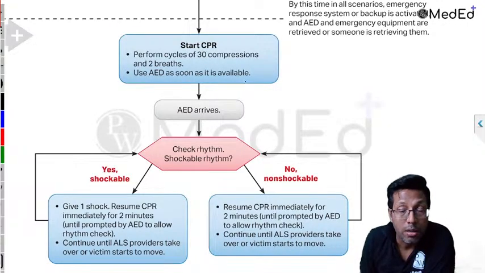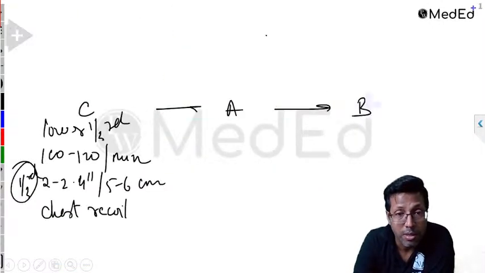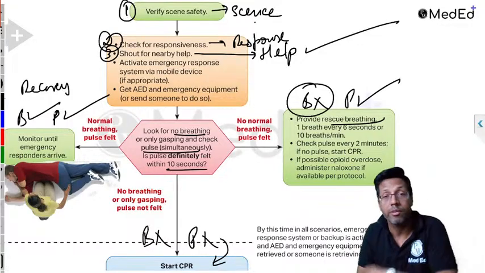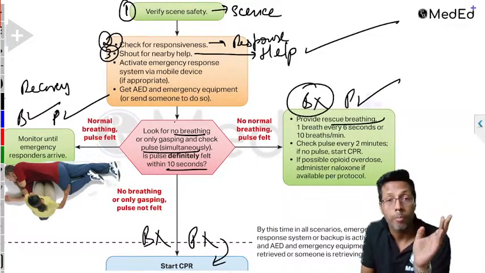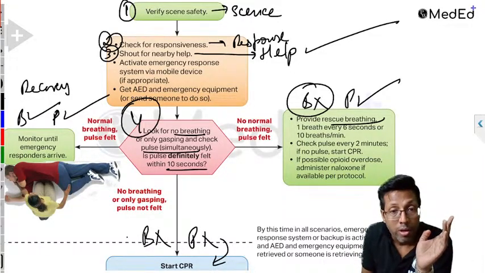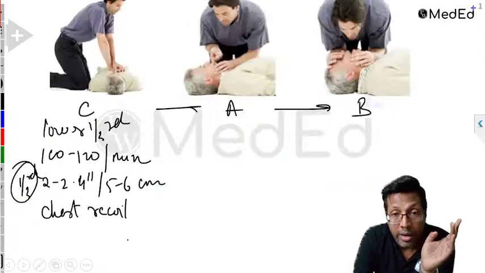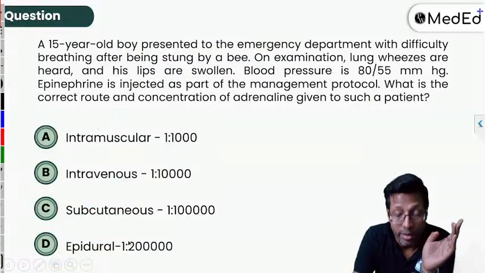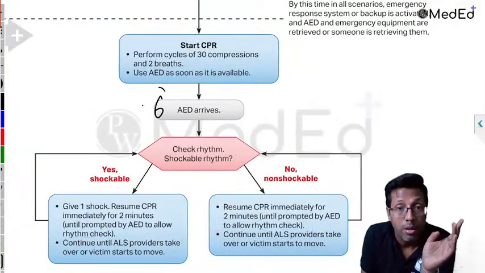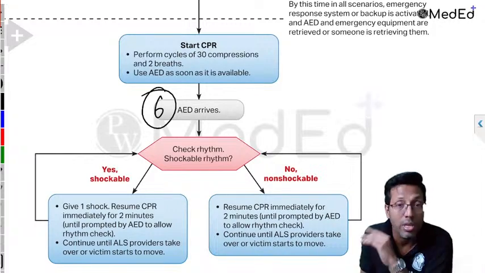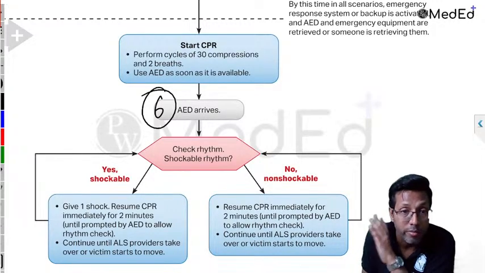When you start your CPR, remember till now we were at the 5 steps. Scene safety, check response, call for help, then look for breath and pulse. This was my 4th step. The 5th step was start CPR, and in case you get a defibrillator, that becomes our 6th step. When the defibrillator comes, you check for the rhythm. If the rhythm is shockable, give the shock.